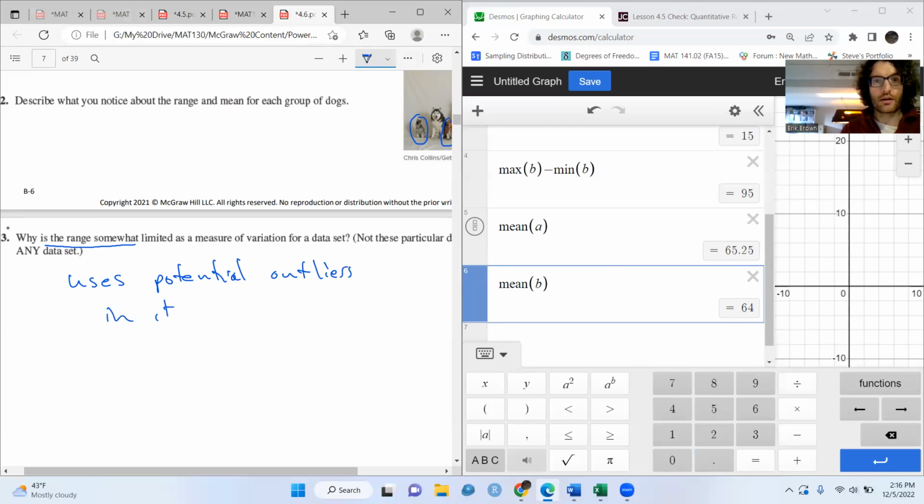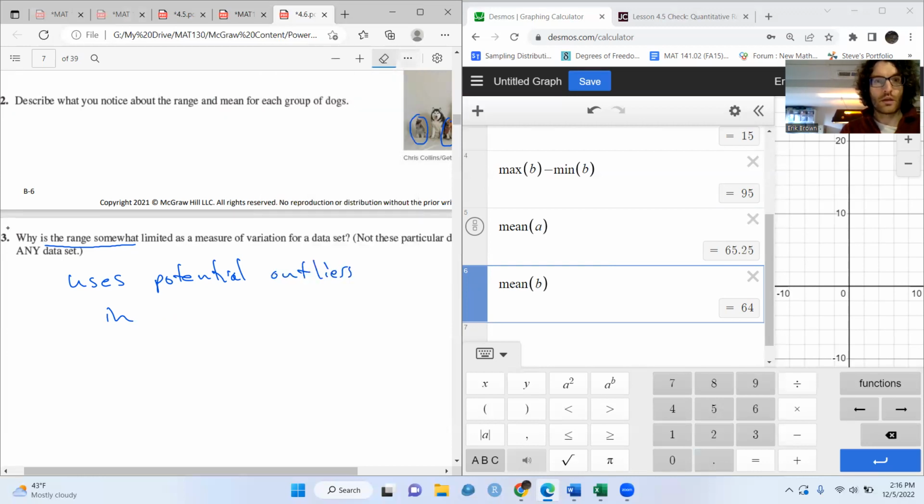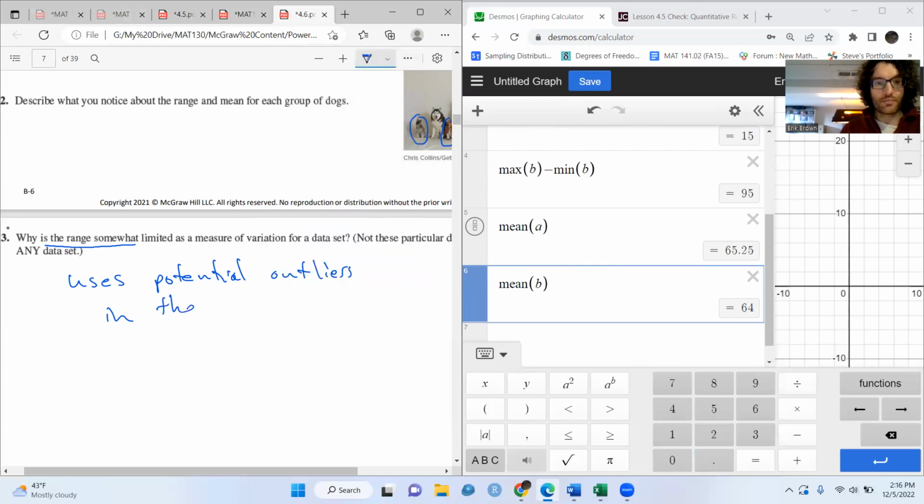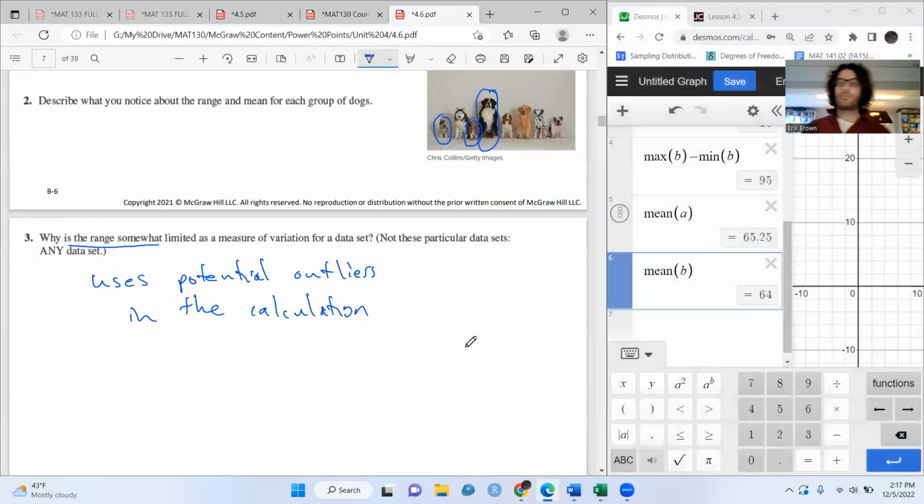Let's say in the calculation. And that means it might not be a good measurement of the spread. Just like the mean, if there's outliers in the data set, the mean isn't a very good measure of spread because the outliers have a huge effect on the calculation. So we use the median.